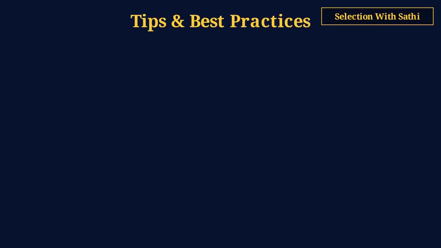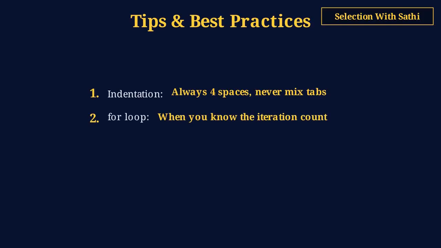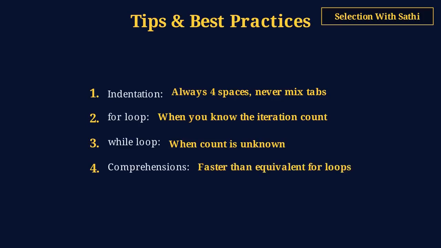Some important tips. Always use 4 spaces for indentation; mixing tabs and spaces causes errors. Use for when you know the number of iterations, while when you don't. List comprehensions are not just shorter, they are actually faster than equivalent for loops.